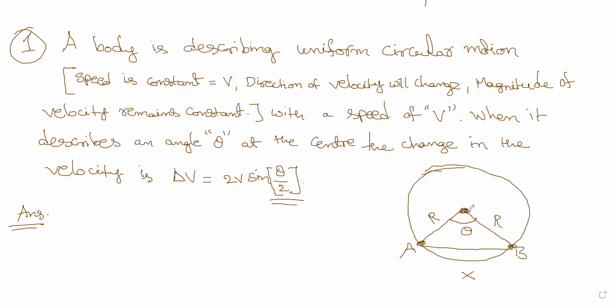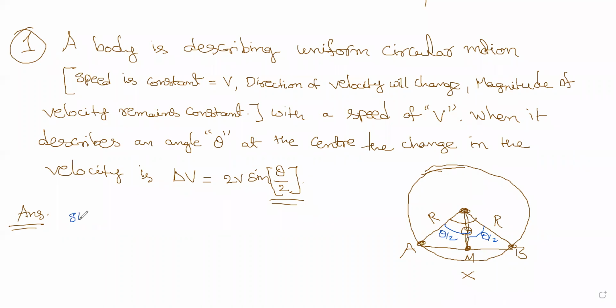Now to find AB distance, we will draw a perpendicular from the top. This perpendicular will cut the angle into two equal parts and it will cut the side into two equal parts. So we have to find AM. This angle will be cut into two equal parts. This is theta by 2, this is also theta by 2. And now we have to find sin theta by 2.